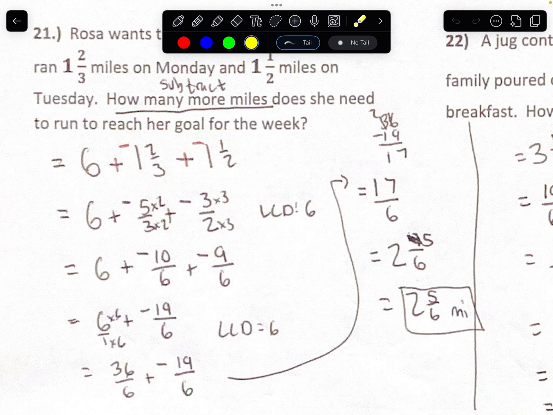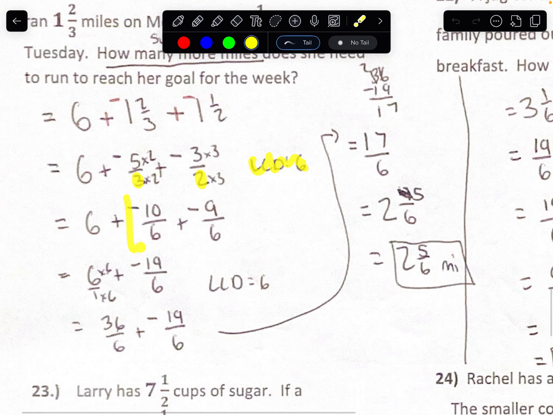I would work with this part of the problem first. So do your around the world math. 3 and 2 are not common denominators, so we need an LCD of 6. Once we have it, then we can sing our song. So same signs, add and keep. So 10 plus 9 is 19. And then keep the negative. So negative 19 over 6.